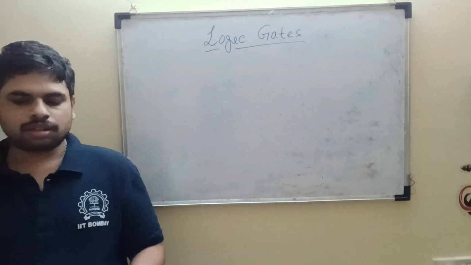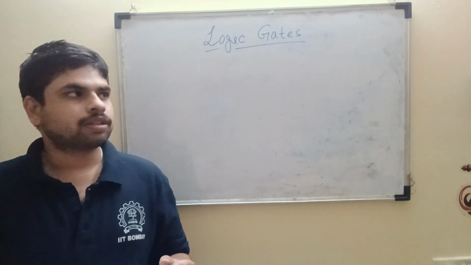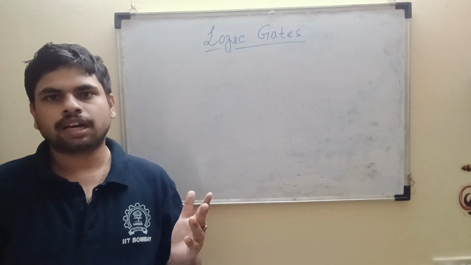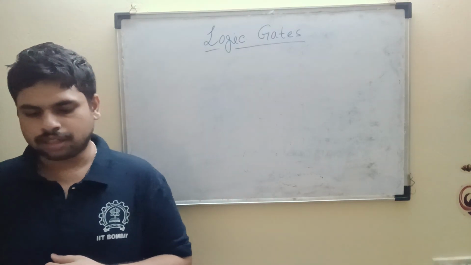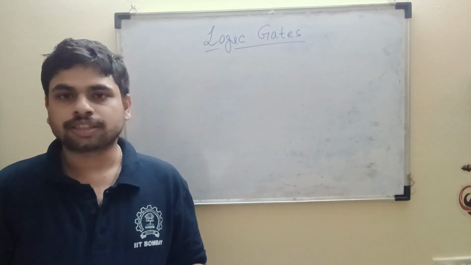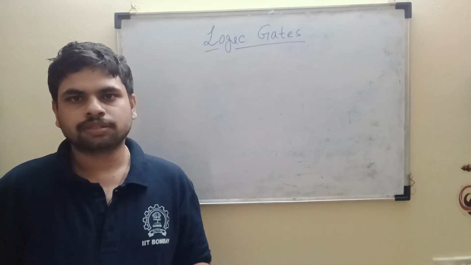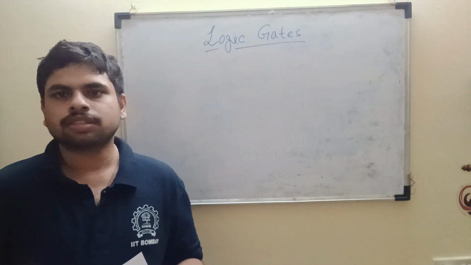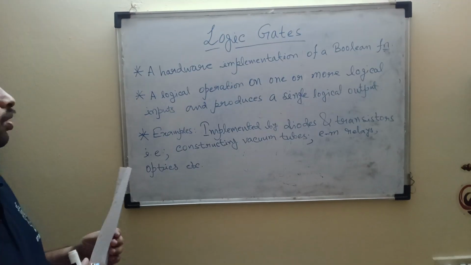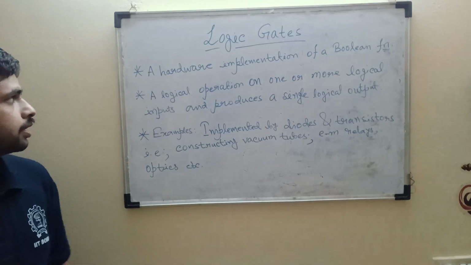So right now, from this video, I will talk about logic gates. These logic gates are mainly the application of the binary numbers 0 and 1. So let's start the logic gates chapter from this video, depending on the binary number system. So these are some properties of logic gates with example.